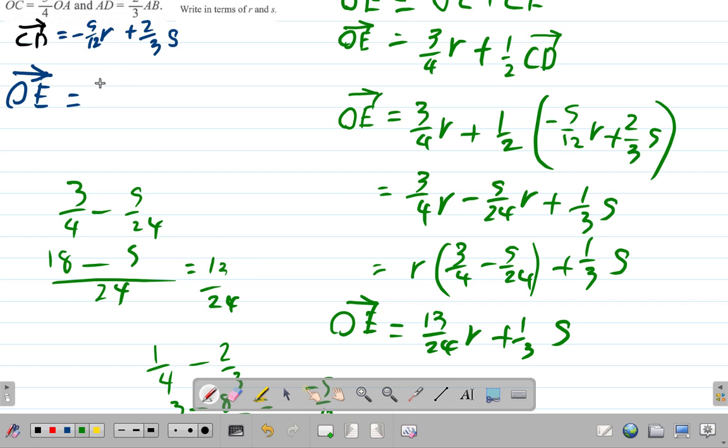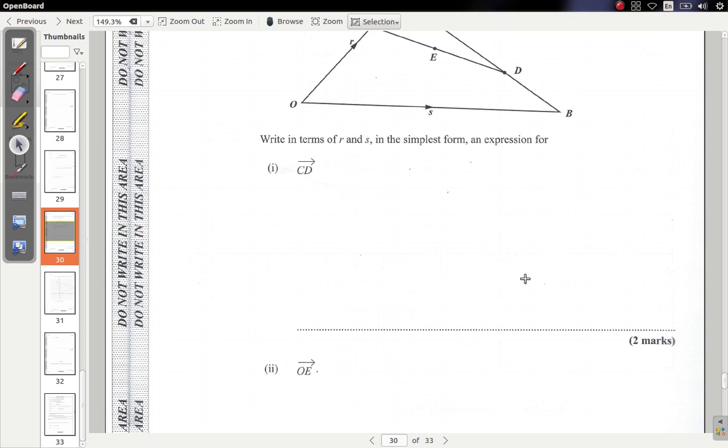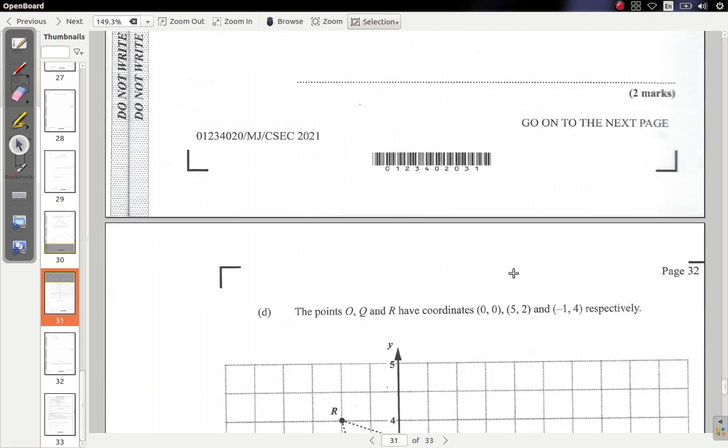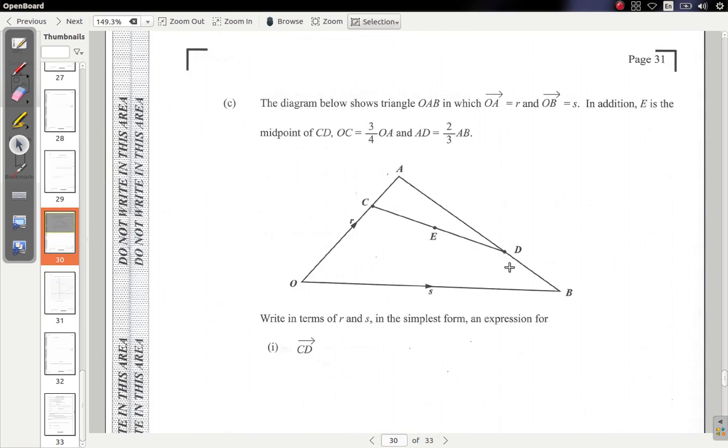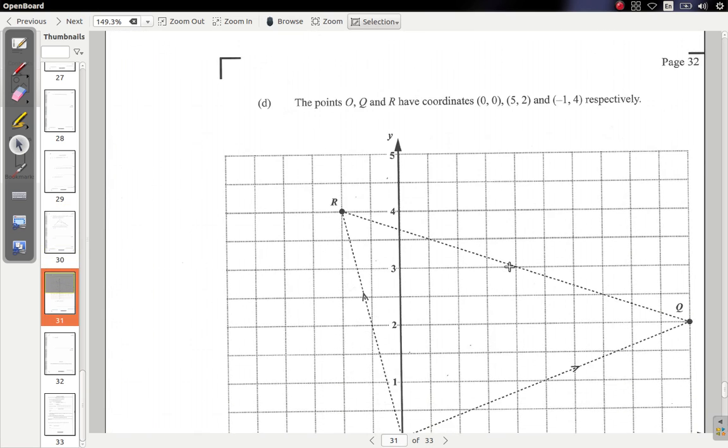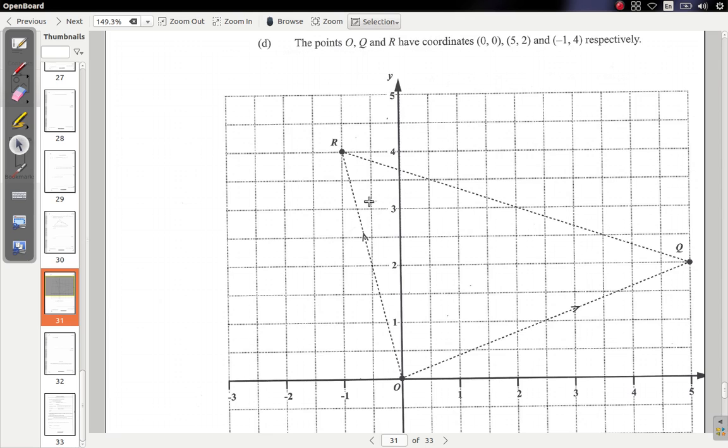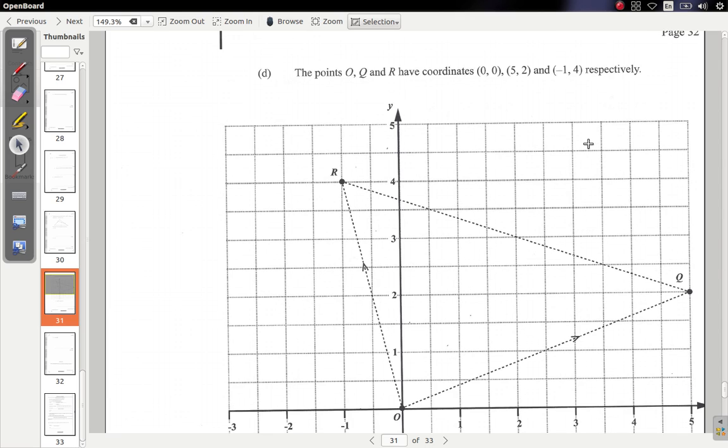But anyway, 13/24 R plus 1/3 S. So you have that. Alright. So that's part C. And then we have part D now. Alright, let's do D now in a different video.